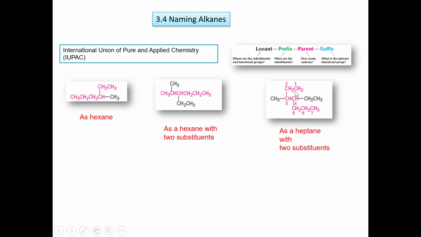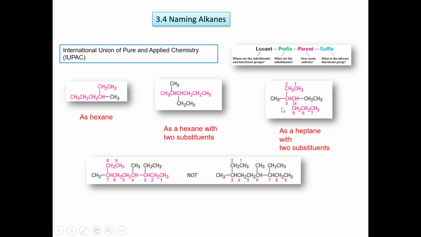Take a look at this. This is the main chain. If I make all the combinations, it is 1, 2, 3, 4, 5, 6, 7, where I have a methyl at 3 and an ethyl at 4. If I do the numbering in the opposite direction, starting from this carbon, as you can see, I will have the ethyl at 4 and the methyl at 5. That means higher numbering than the one I have now.